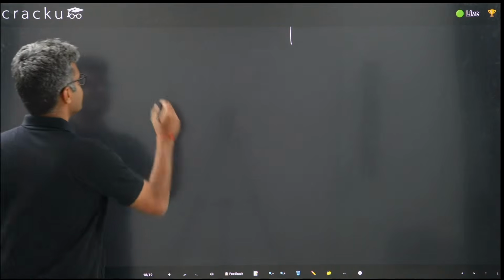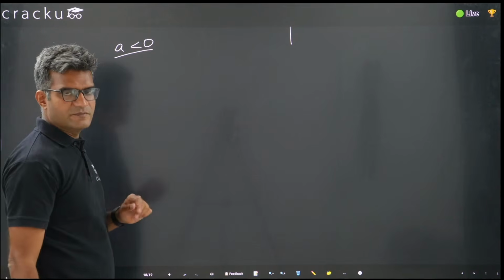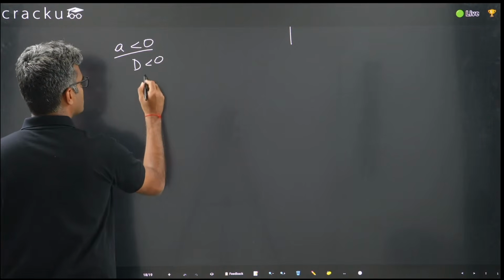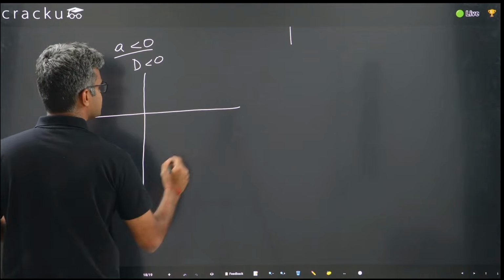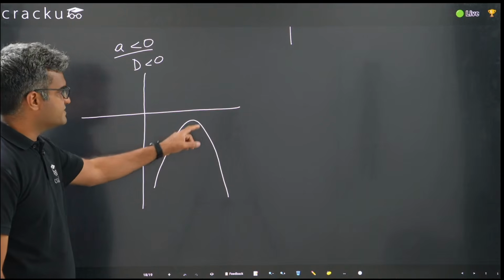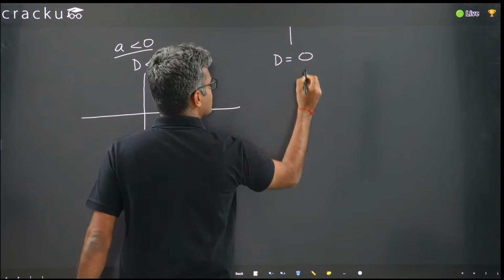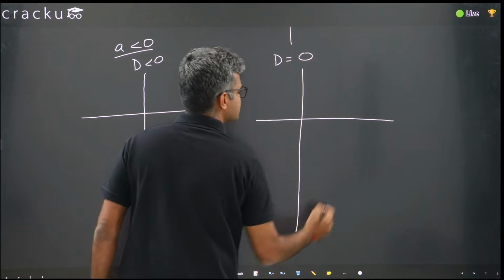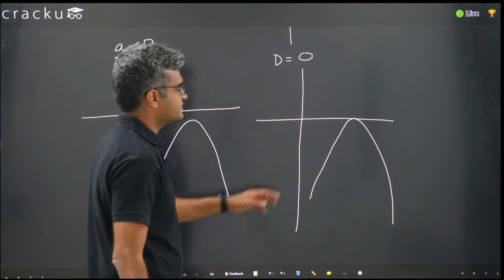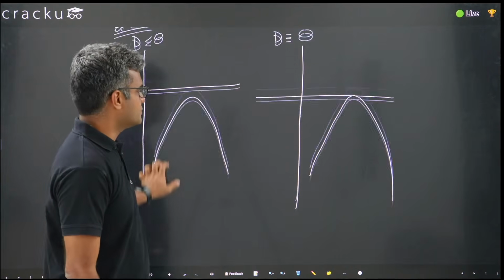It will be exactly the same if the quadratic equation has a negative coefficient for x square, but it will be completely inverse. If d is less than 0, this is the y-axis, this is the x-axis, this is how the quadratic equation will be. The quadratic equation will not touch the x-axis. If d is equal to 0, this is the y-axis, this is the x-axis. This is how the quadratic equation will be. It will just touch the x-axis at one point. This is if d is equal to 0.